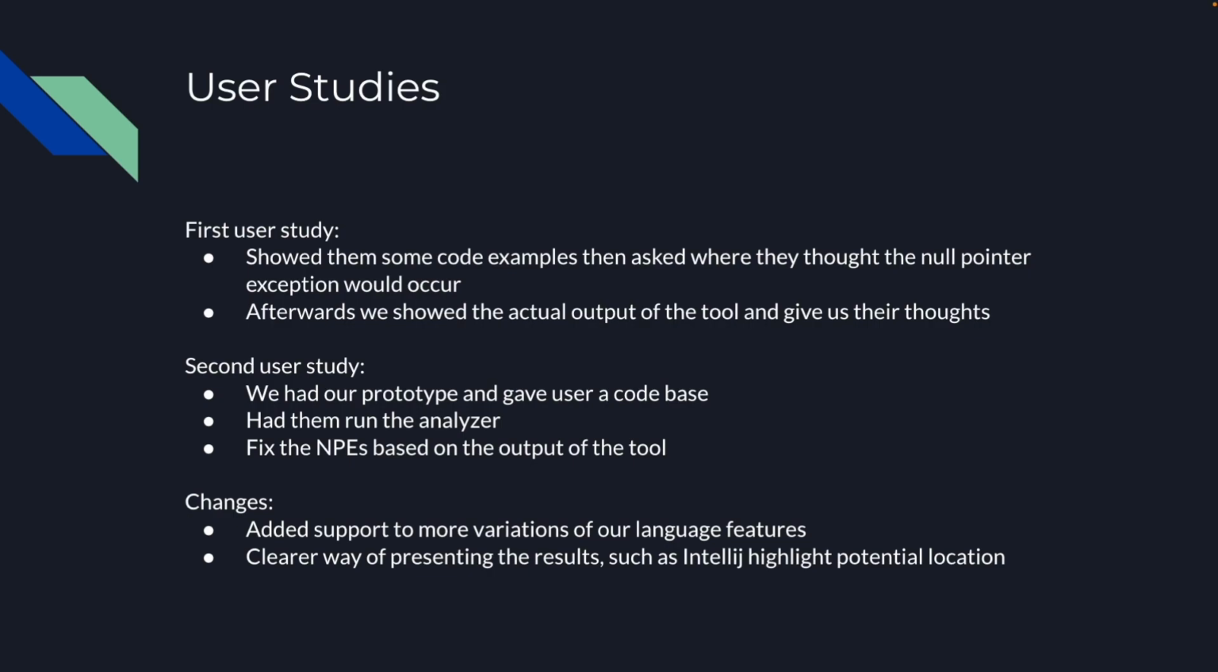All right, let's briefly talk about our user studies. For our first user study, we showed them some code examples, then asked where they thought the null pointer exception would occur. Afterwards, we showed the actual output of the tool and asked them to provide us their thoughts. For our second user study, we had our prototype done and gave our user a code base. We told them to run the analyzer on this program and then fix any of the null pointer exceptions that were outputted by the tool.